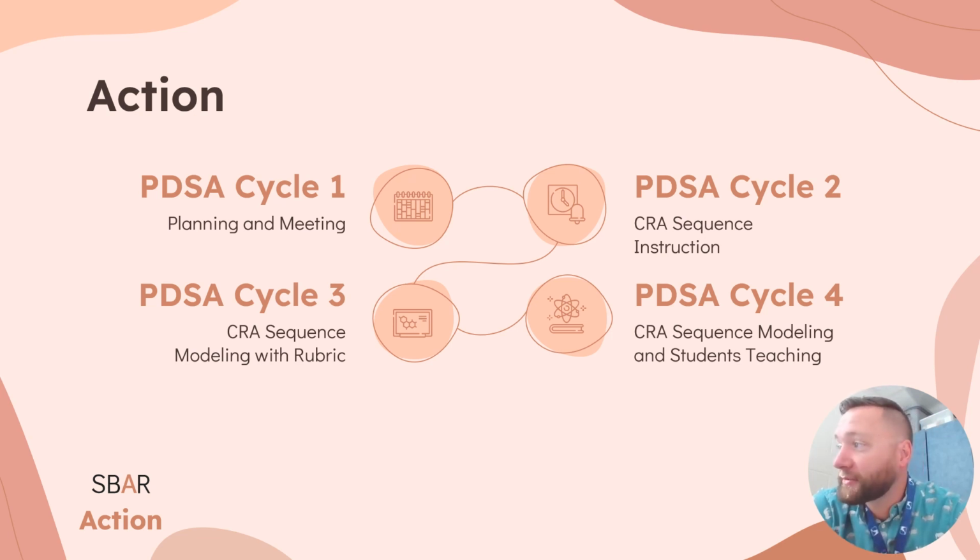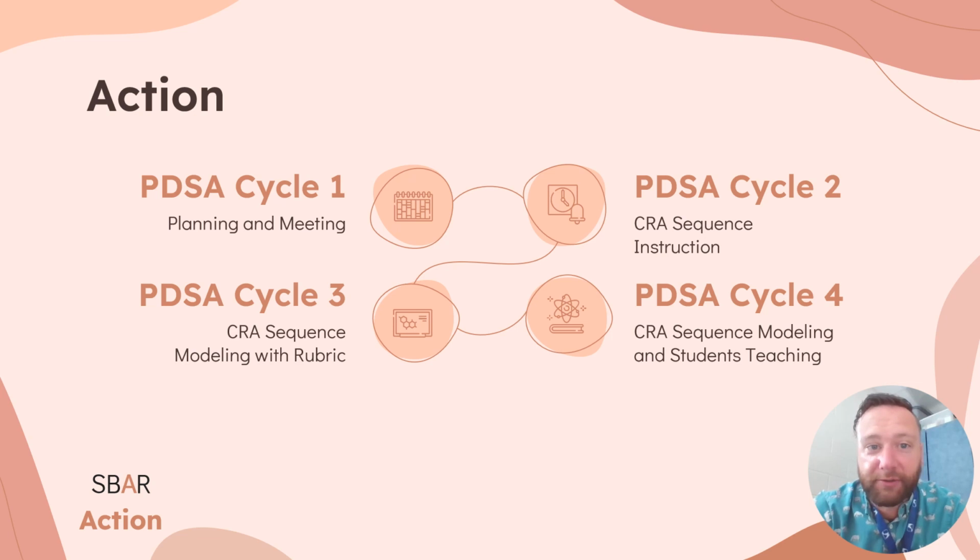PDSA cycle 2 was using the CRA sequence of instruction, which is using the concrete, the representational, and the abstract all in isolation, teaching them as separate lessons for the first little bit. PDSA cycle 2 revealed to us, after our pre-assessments and using data we had from the previous school year, we thought that we had a good group of 4 students that would have been appropriately grouped together about on the same level.